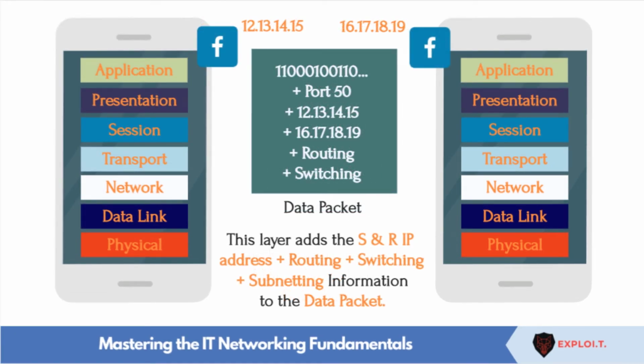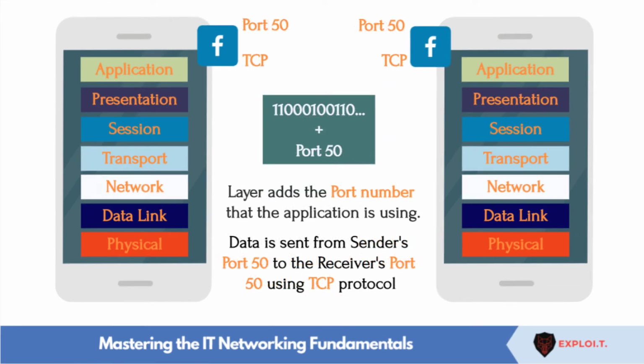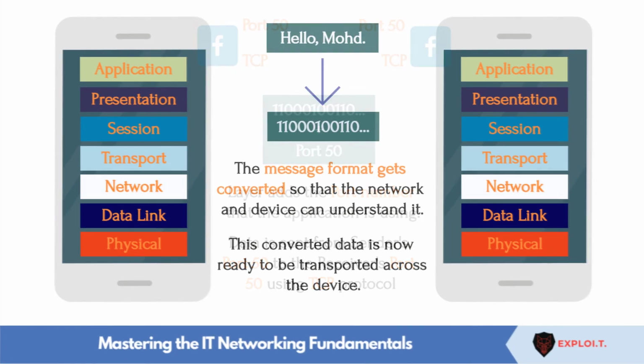In the network layer, it is called a packet. In the network layer, the IP addresses are extracted and it is sent to the transport layer. The transport layer sees that, okay, it is for port 50, so it sends it to port 50. Once it reaches the presentation layer, the presentation layer converts that ASCII code or the bits into a format that Facebook can understand, or you can understand.